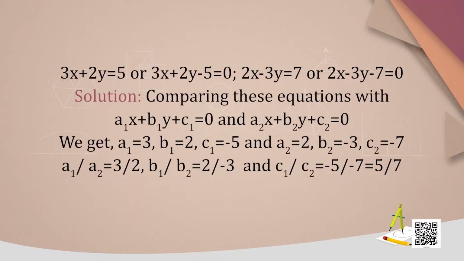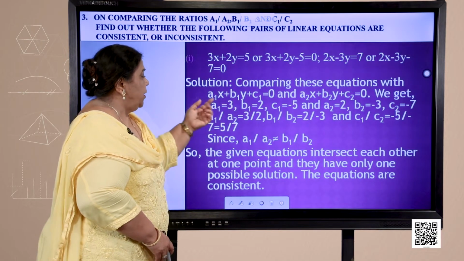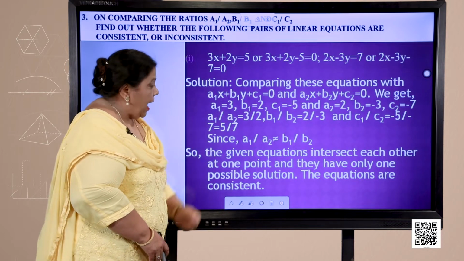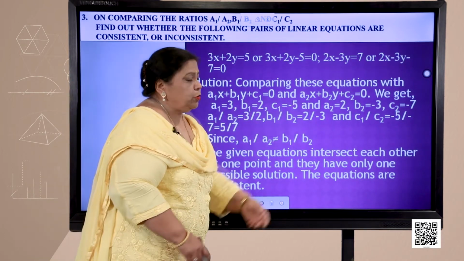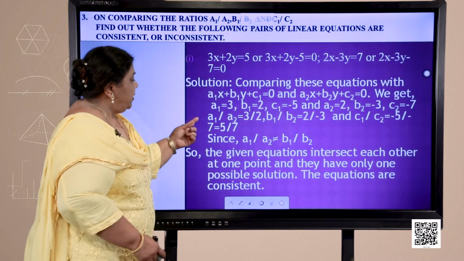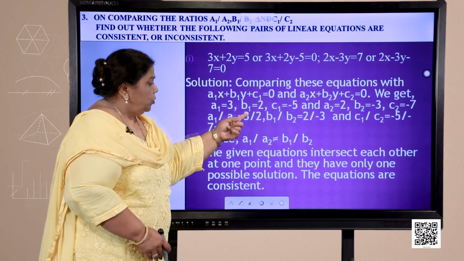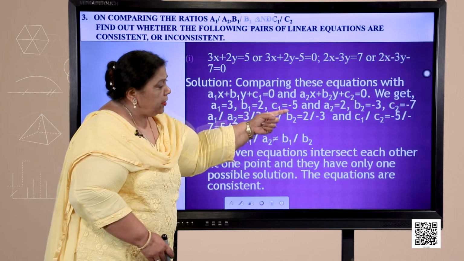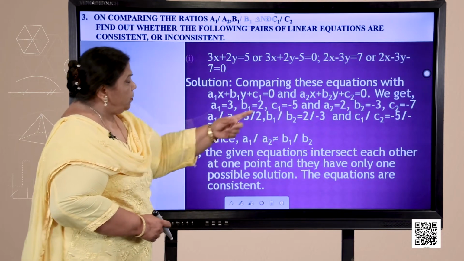3x plus 2y is equal to 5, or 3x plus 2y minus 5 is equal to 0. We have written it in standard form. 2x minus 3y is equal to 7, or 2x minus 3y minus 7 is equal to 0. Now let us compare these equations with the general equations a1x plus b1y plus c1 is equal to 0 and a2x plus b2y plus c2 is equal to 0. We get a1 is equal to 3, b1 is equal to 2, c1 is equal to minus 5, and a2 is equal to 2, b2 is equal to minus 3, c2 is equal to minus 7.